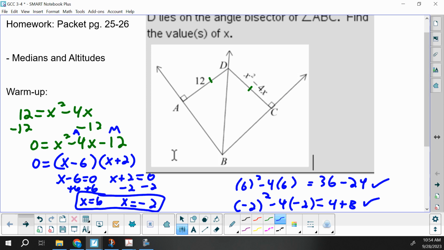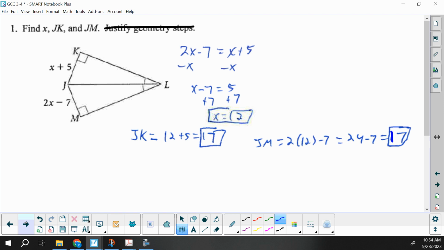You can stick your warm-up away and move over to our homework. Based on these arcs, that tells us those little angles are congruent, meaning LJ is an angle bisector. If J is a point on the angle bisector, we know it's the same distance from each of the sides of the angle. That allows us to set those two expressions equal to each other, go through and solve, and we get x is 12. They also wanted to know what JK and JM were, so sub those back in and we happen to get 17.